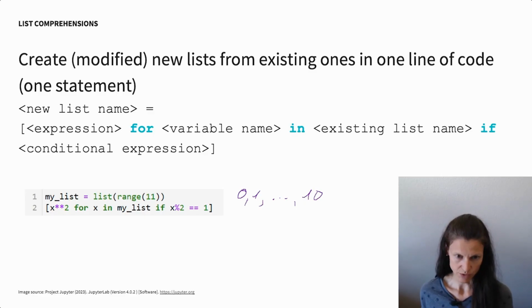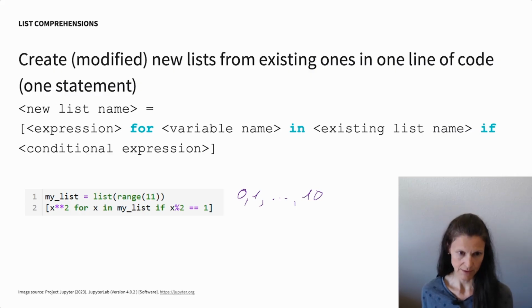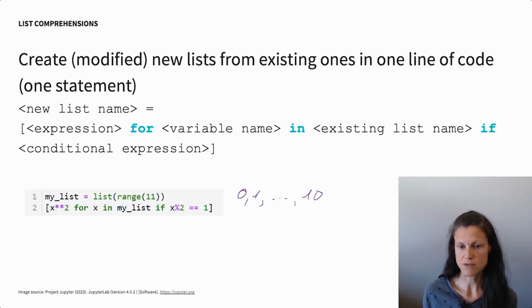which elements do we want to consider? This is written here. If x, this is how we access the elements because we wrote it here, for x in my list. If x modulo 2 equals 1, this is all odd numbers. So we consider only all odd numbers. Then we want to square the current element and then insert it into a new list.